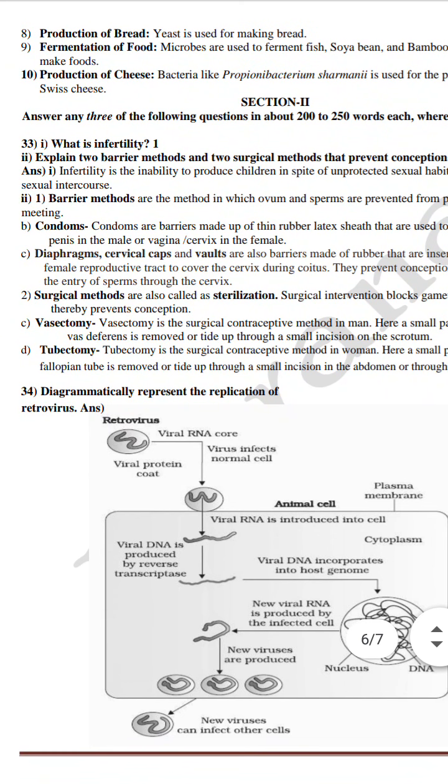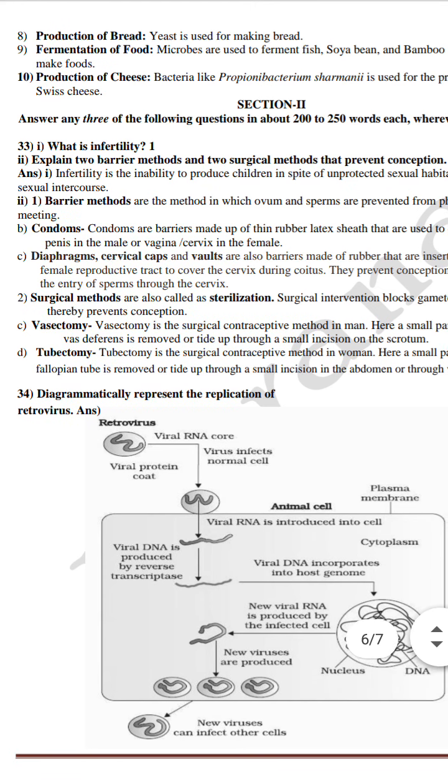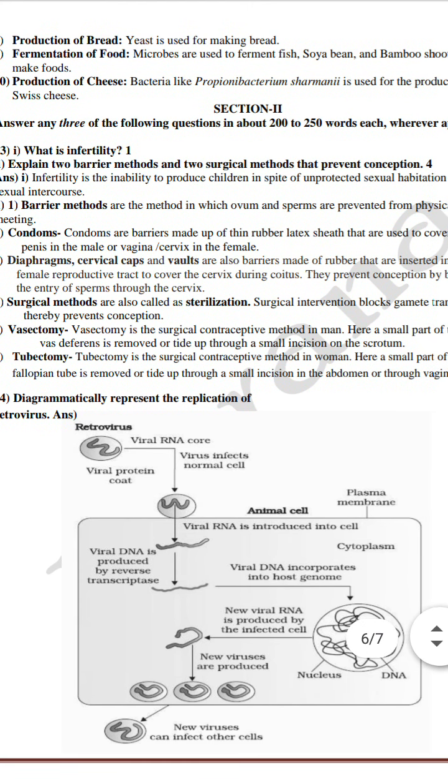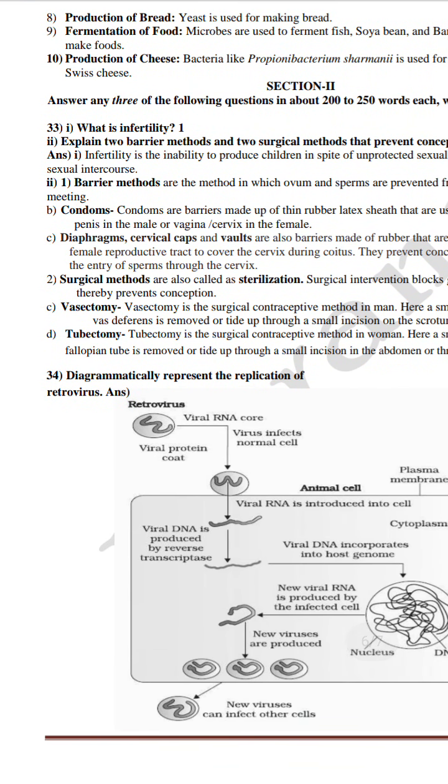So you write the definition for infertility. So what is the definition for infertility? Infertility is the inability to produce children in spite of unprotected sexual intercourse, even after 2 years of marriage period. So this is the infertility definition.